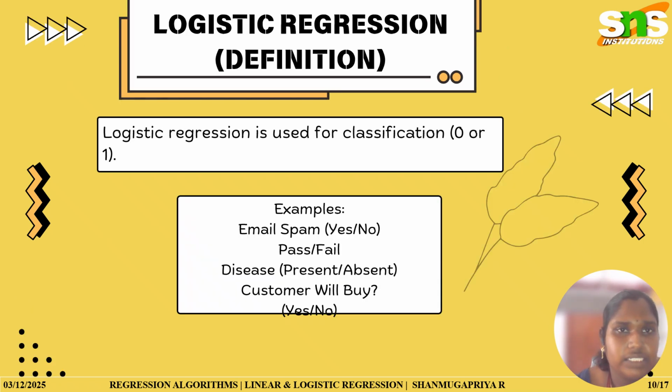The next one is logistic regression. It is slightly different from linear regression. Logistic regression classifies as 0 or 1. In the previous video we saw what classification is: it predicts 0 or 1, true or false, and so on. Logistic regression also predicts 0 or 1, yes or no. For example, email spam is a yes or no, a disease is present or absent, or a customer will buy or not. It's just predicting which one it is. That is logistic regression.